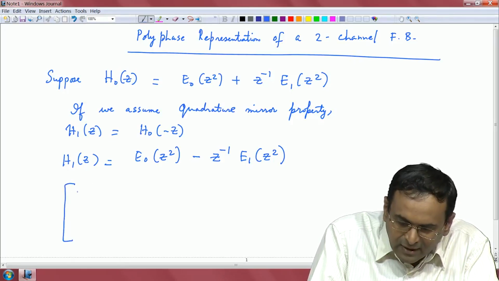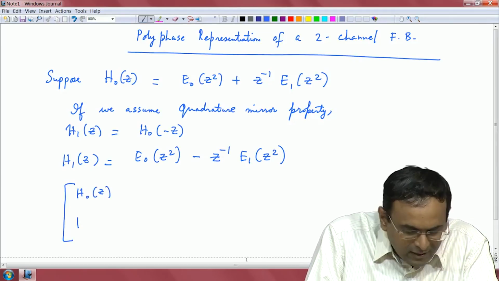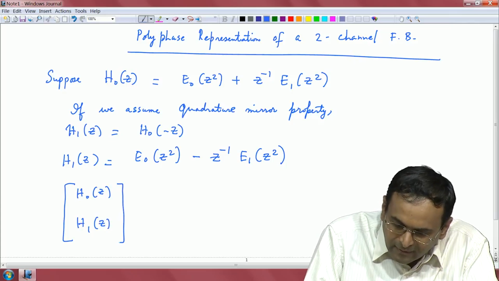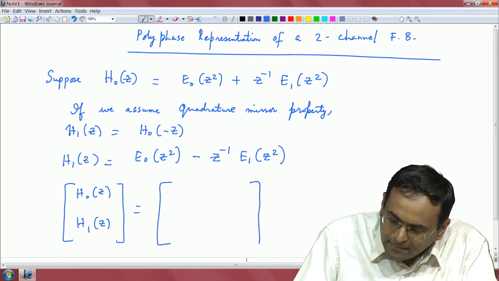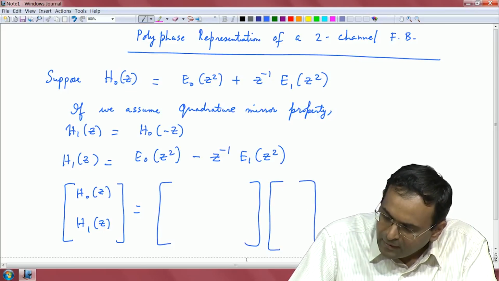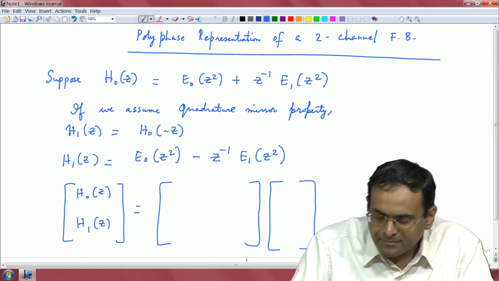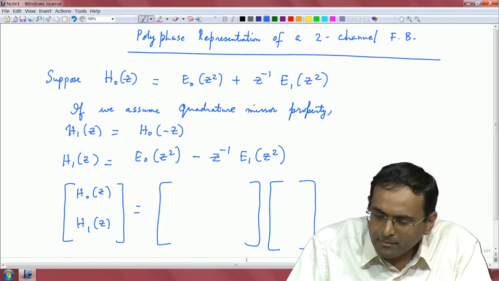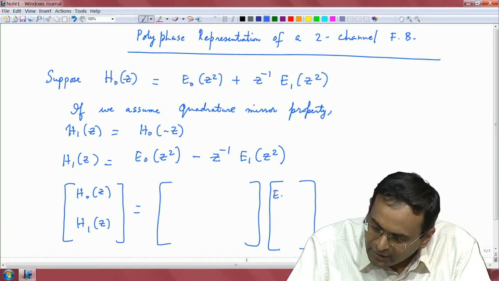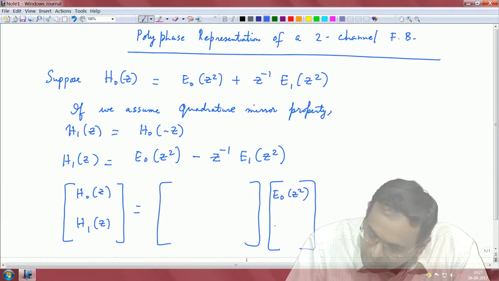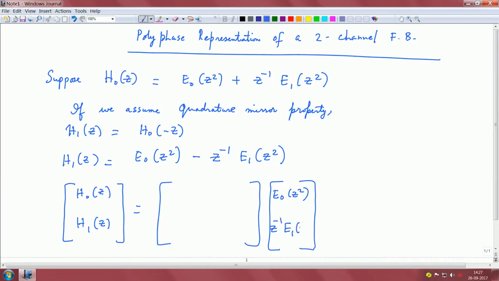the filters H naught of z, H1 of z, and combine them together as a column vector and express this in matrix form using the polyphase components. So, I have E naught of z square, then I have z power minus 1, which is a delay, E1 of z square. So, I have 1, 1, 1, minus 1. So, this is the polyphase representation for the analysis bank. So, this is the analysis bank representation.